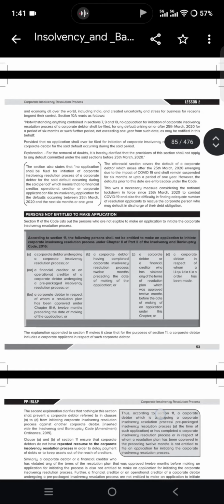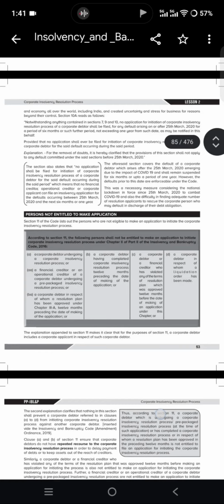Section 10A reads as follows: notwithstanding anything contained in Section 9, 7, 10, no application for initiation of CIRP of a corporate debtor shall be filed for any default, meaning even if there is a default you can't file the application, arising on or after 25 March 2020. 25 March 2020, this is the date we have to remember. For a period of 6 months or a further period not exceeding 1 year from such date. So 25 March 2020 to 25 March 2021.